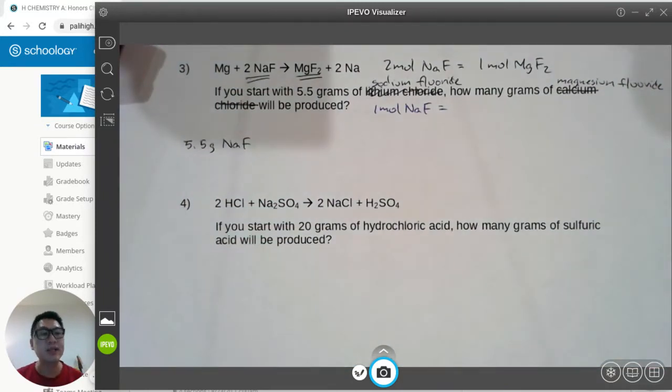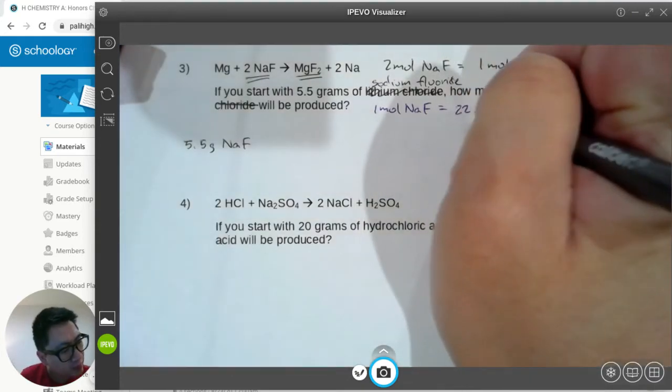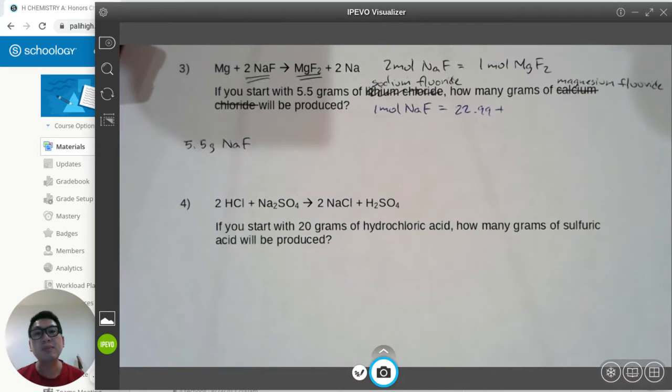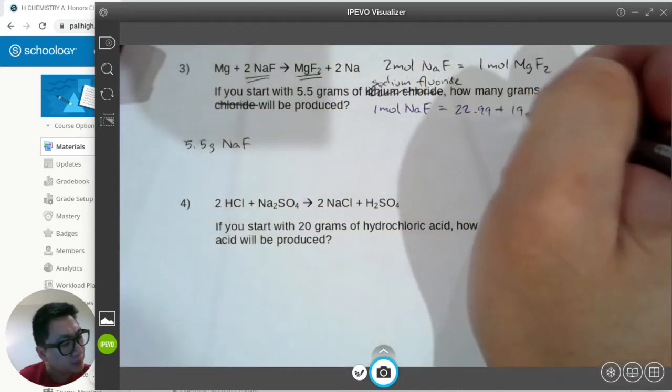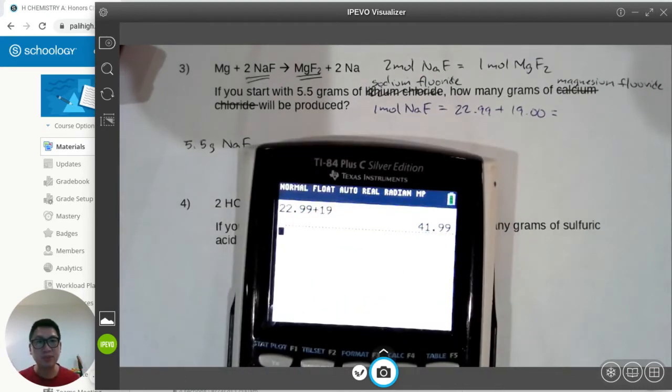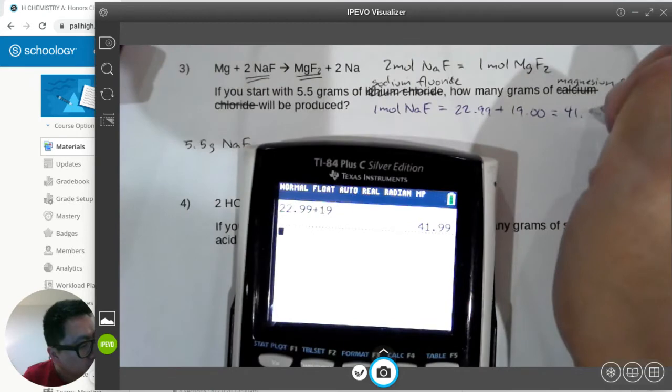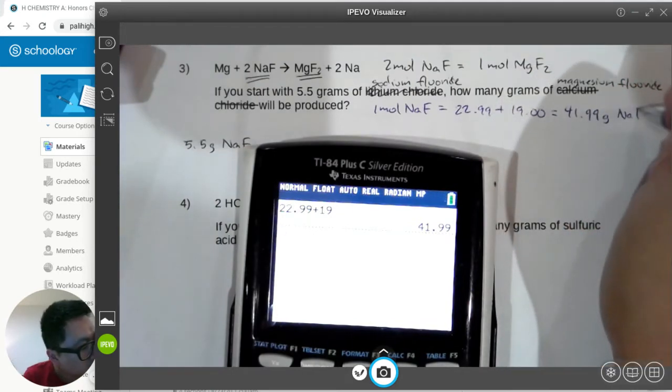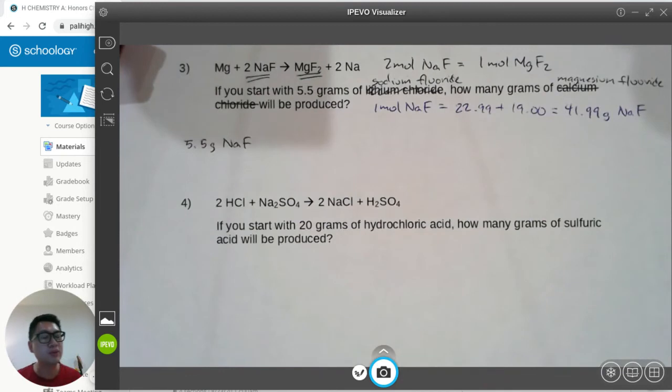To find molar mass, we need a periodic table. Look up the molar mass of sodium. Look up the molar mass of fluorine. Add them together. 22.99 plus 19 on my calculator is 41.99. 1 mole of sodium fluoride weighs 41.99 grams. Now I can change my grams to moles. I'll use this conversion factor there.